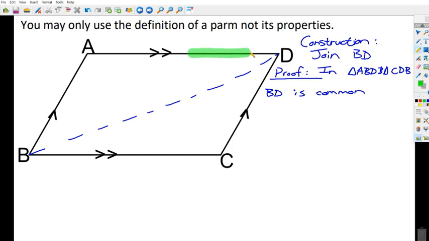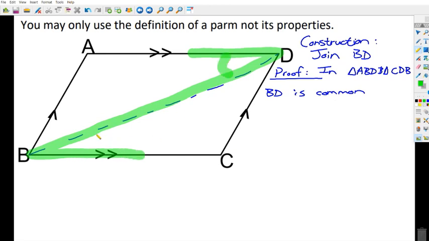Can you see the Z? So it's exactly the same as the first proof, guys. Isn't that beautiful? So we can say that angle ADB is equal to angle DBC. And why can we say that? Alt angles. And what's the parallel lines there? AD parallel to BC. Very good.